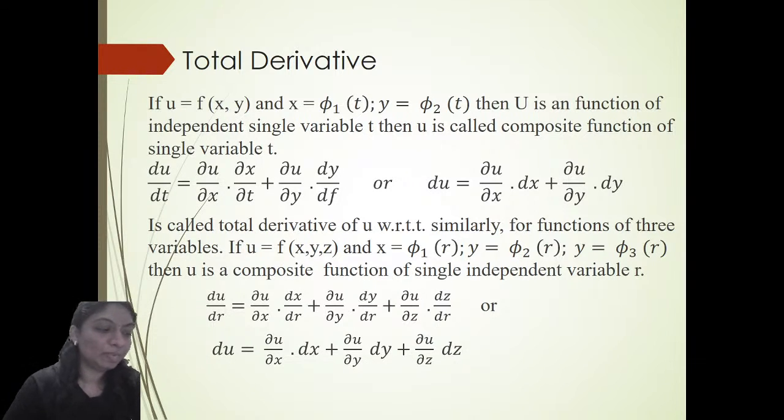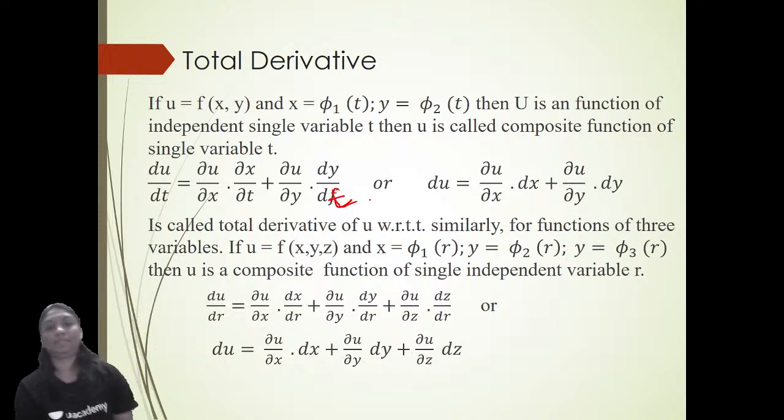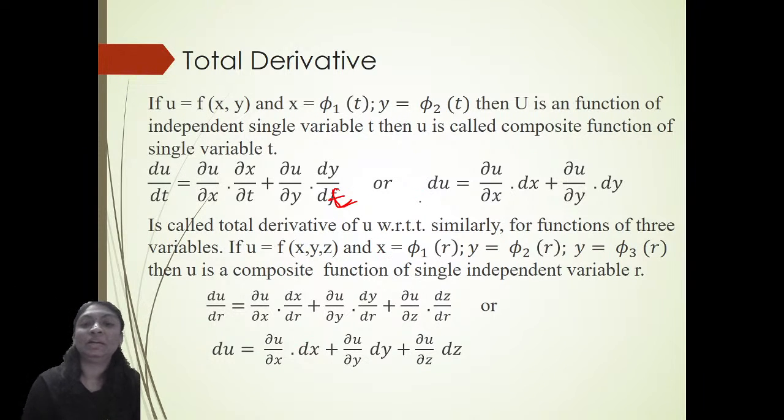Here du/dt is equal to ∂u/∂x into dx/dt plus ∂u/∂y into dy/dt. So du is equal to ∂u/∂x into dx plus ∂u/∂y into dy, the dt cancels out. This derivative is called the total derivative of u with respect to t.